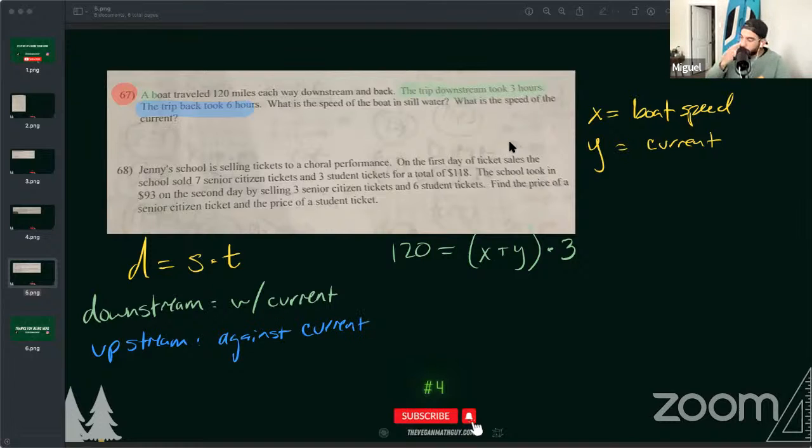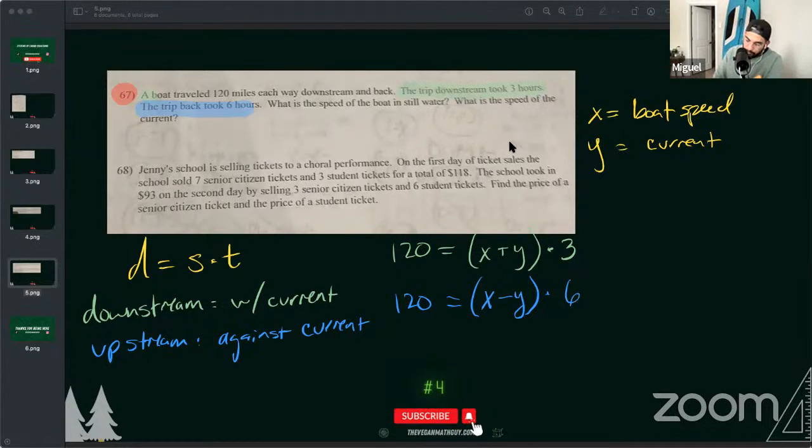Now, how is that equation going to look? Well, how much distance did you travel? The same thing, 120. Now you have your boat speed minus the current of the water because it's pushing you. And that took you how much time? 6 hours.